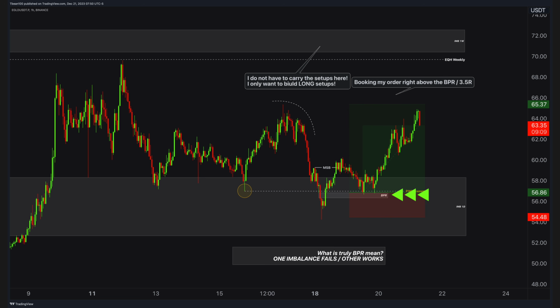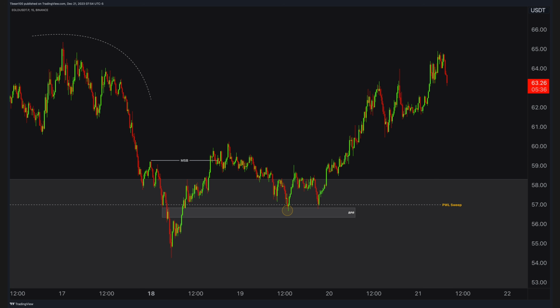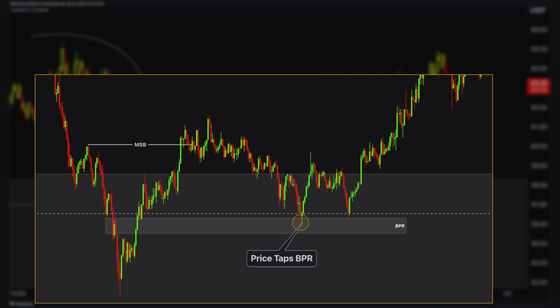How about sniper entries? Let's go down to the lower time frames. First of all, imagine that you set your alarm right above this BPR area here. When the alarm fires, you open the lower time frames. As you can see here, once the price taps the BPR, the inner structure changes and leaves us with micro imbalance to enter trade.